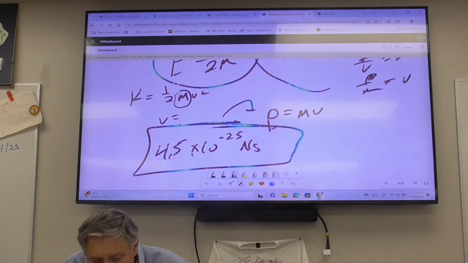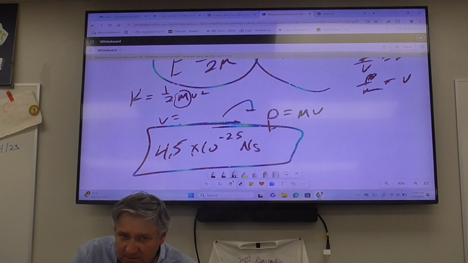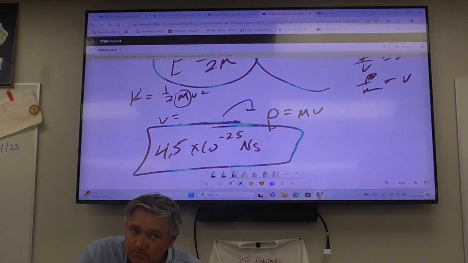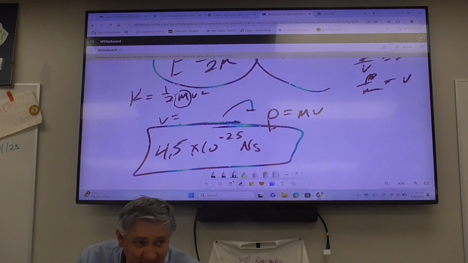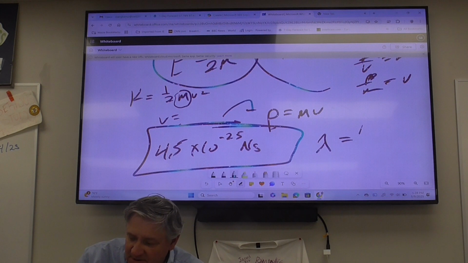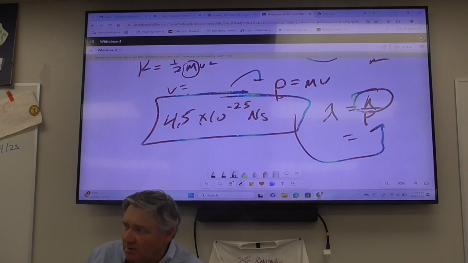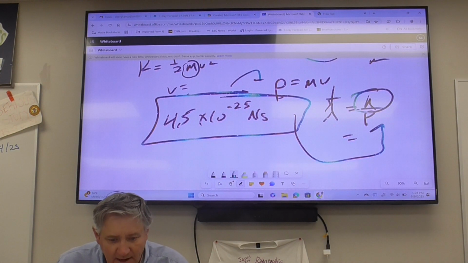Now, particularly here, they didn't, but they could have, knowing that that's the momentum, what else could you find? The de Broglie wavelength. So how could you get the de Broglie wavelength? You divide h by the momentum. Lambda equals h over momentum. You put the momentum in there, and you know what h is, and you could find it that way. Okay, so that's the big idea on that.